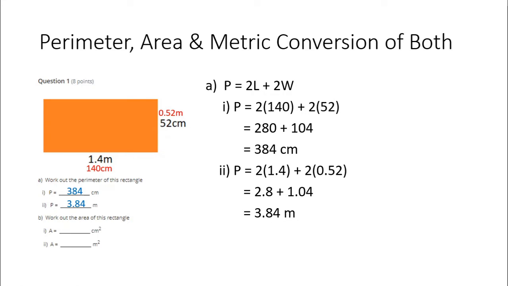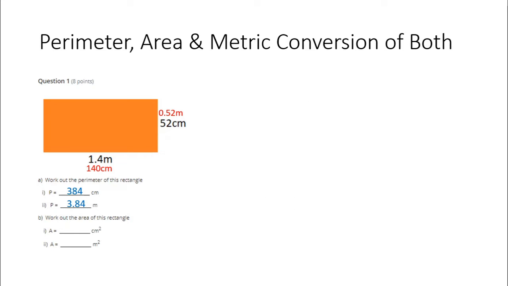To work out the area of the rectangle, we do need to work in the correct units of measure. So for centimeters, we're going to work out the area, which is length times width, using the centimeter length, 140, and the centimeter width, 52 centimeters. Multiply those together, we get 7,280 centimeters squared. Because we calculated that using centimeters, our answer is centimeters squared, because there's square units because we're talking about a 2-dimensional space, the area.